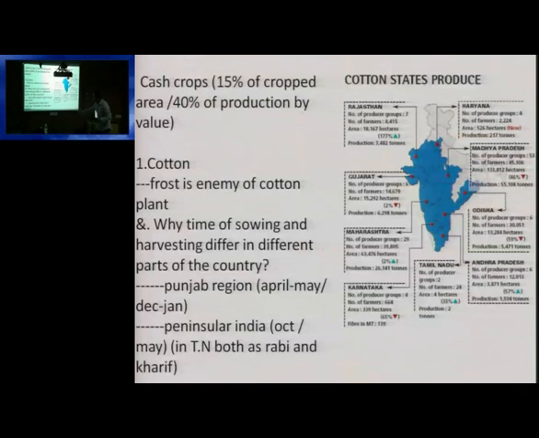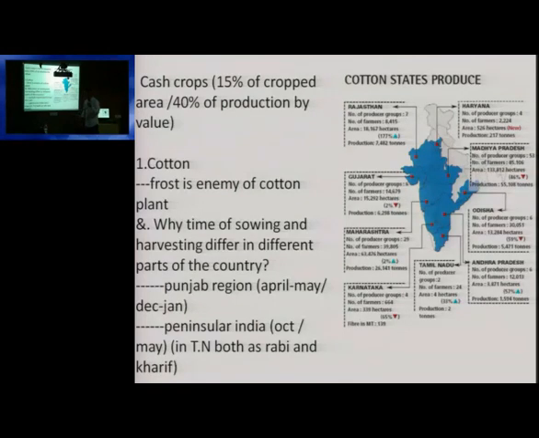See, in the Punjab region, cotton takes around 6 to 8 months. So in the Punjab region, they sow in April to May, and before January, they used to harvest. In peninsular India, they sow in October, and they used to harvest in the month of May.